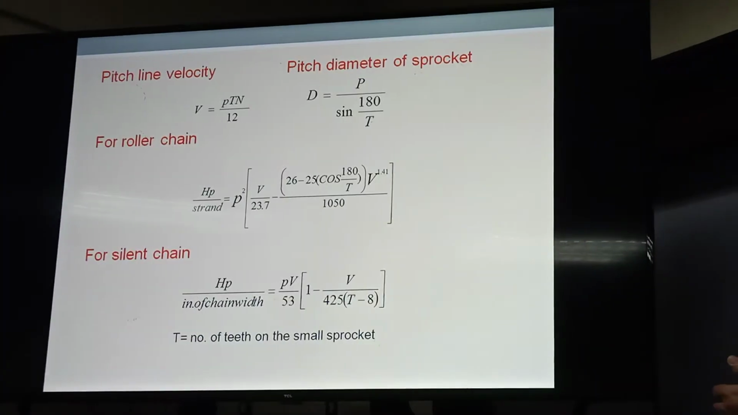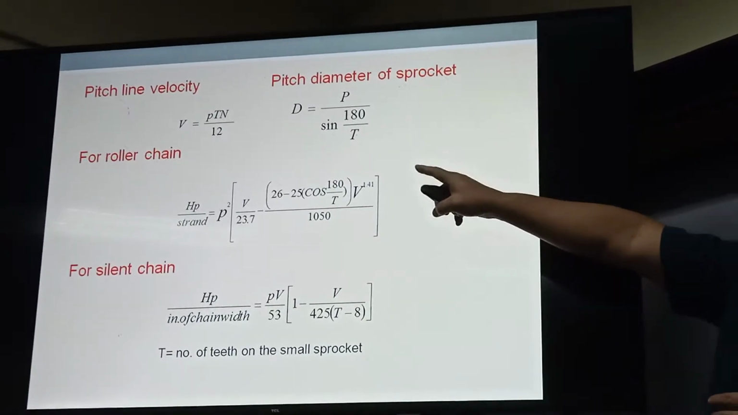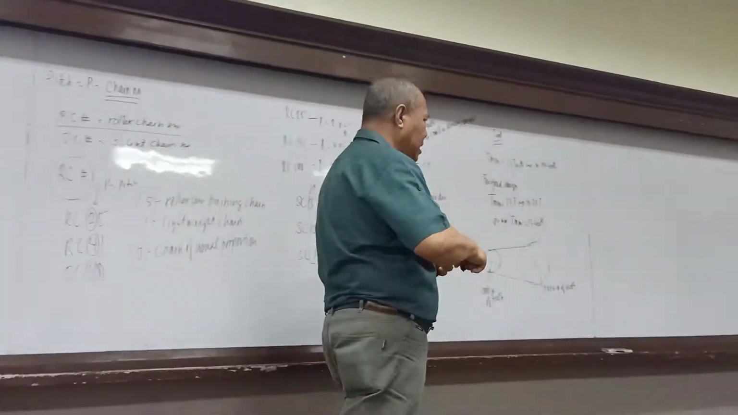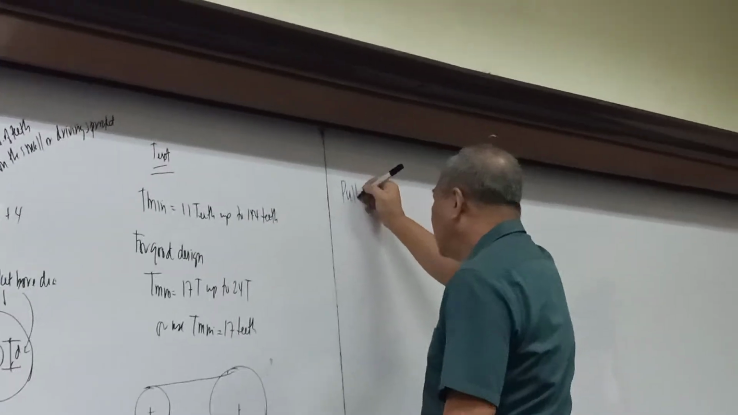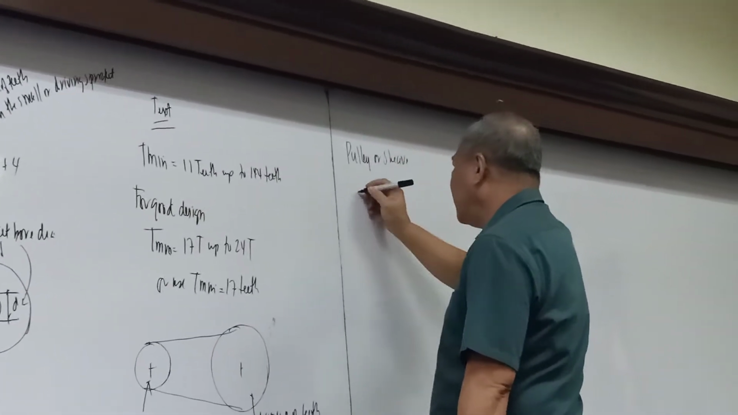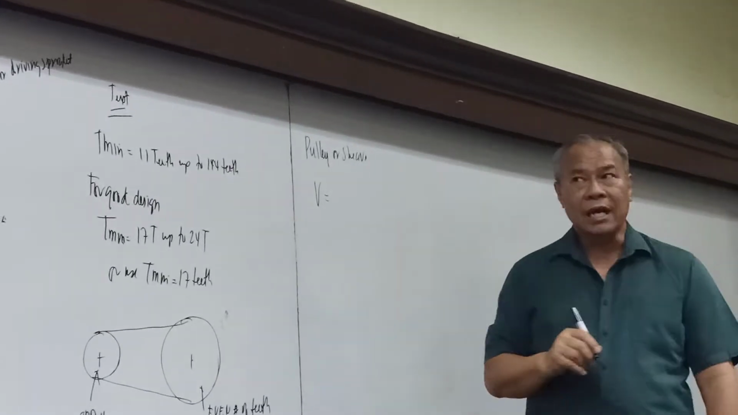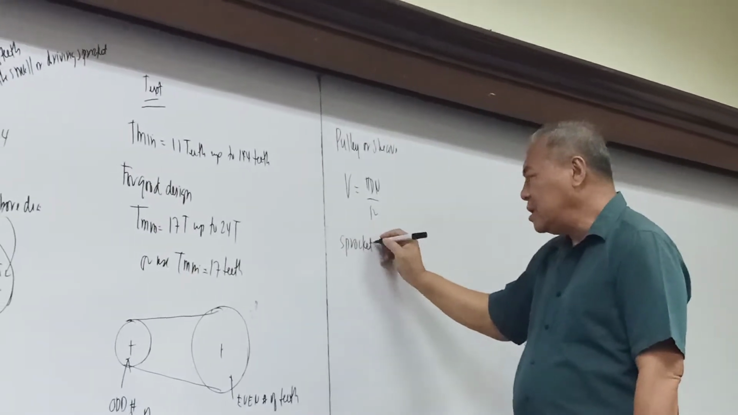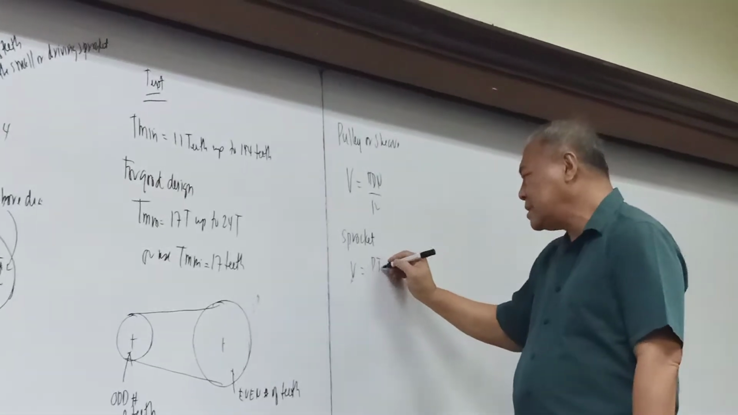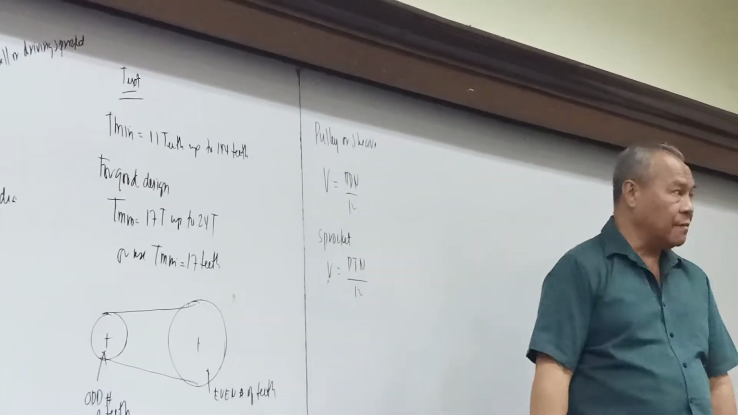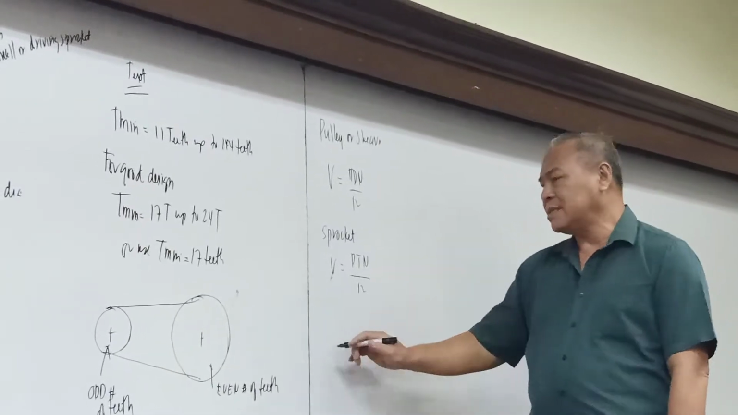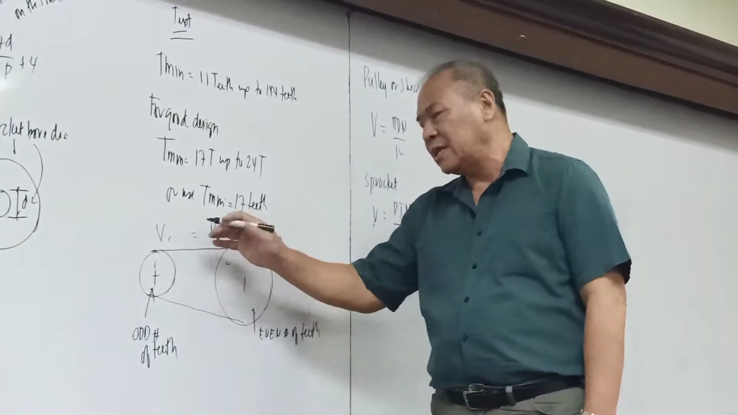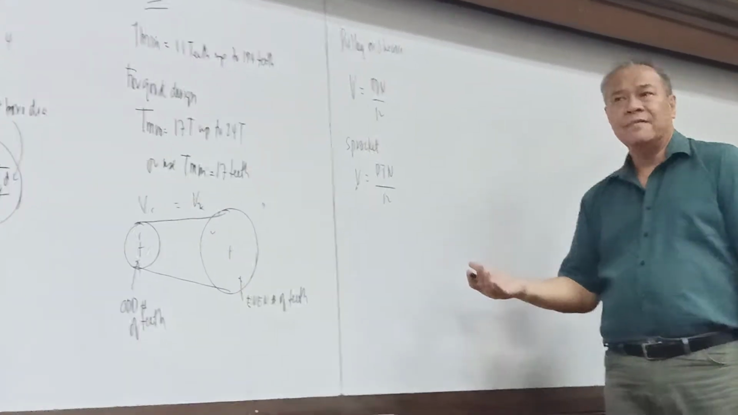Alright, now another thing is that we can compute also for the pitch line velocity. Okay, so note that, paano ba natin gina-compute ang velocity ng pulley? Meron tayong pulley o kaya shaft. How do we compute for the pitch line velocity for this one? Pi D N, di ba? So, pi D N over 12. But if you are using now a sprocket, it will be different. You have to consider now the pitch as well as the number of teeth and RPM. Okay? So, yung pitch line velocity ng smaller sprocket, let's say this is 1, this is 2, should be equivalent to the pitch line velocity on the other side. Equal lang sila. The same value for the pitch line velocity.